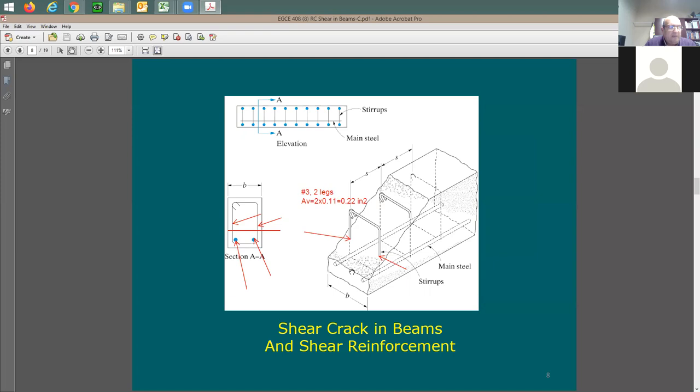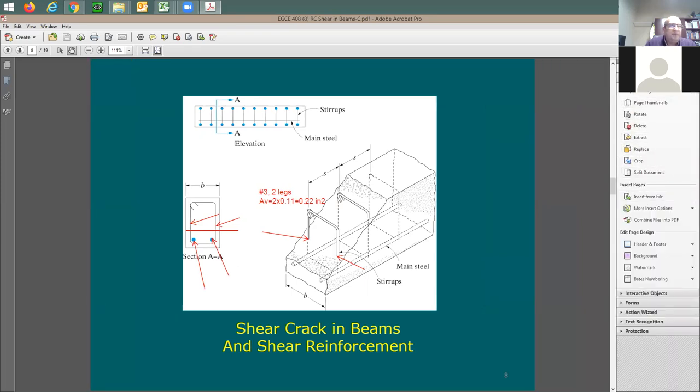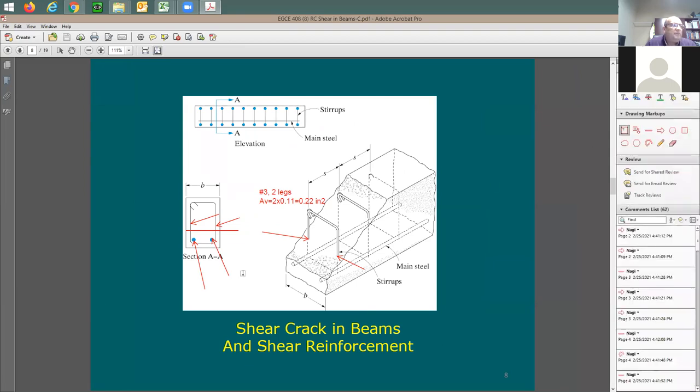The bottom reinforcement, as we said, is called A sub S. So in total, you see here, this is what we call A sub S for the flexure, and this is what you call A sub V. A sub V is the reinforcing supporting the shear.